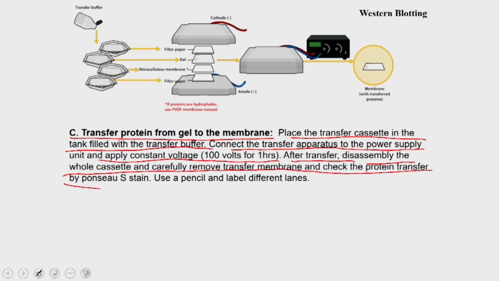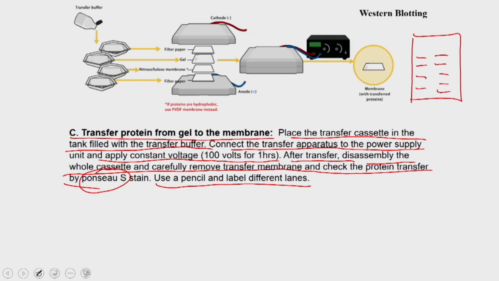and check the protein transfer by a dye which is called Ponceau S. Once you have done this, you will see all these bands with the help of Ponceau. Then what you can do is you can use a pencil to mark the markers. So, you can label the lanes like 1 and 2 with the help of a graphite pencil, and that actually will allow you subsequently to know which one is lane 1 and which one is lane 2.